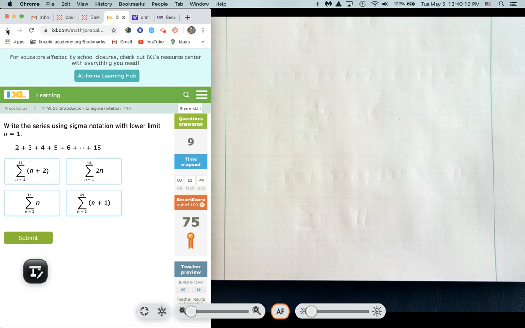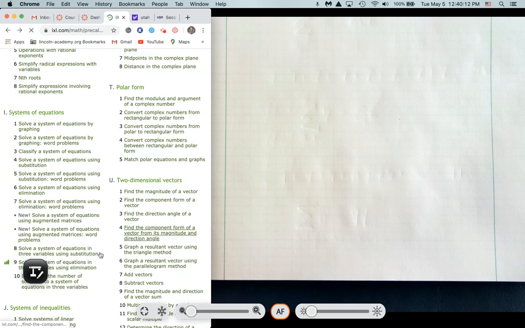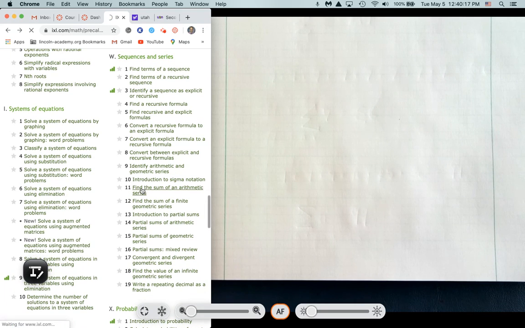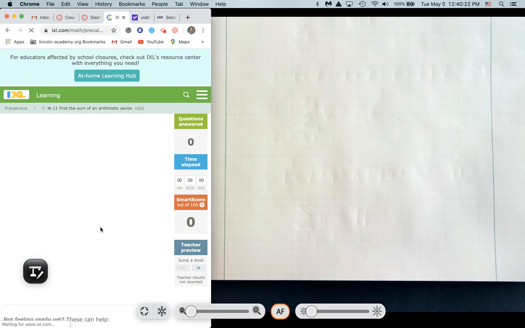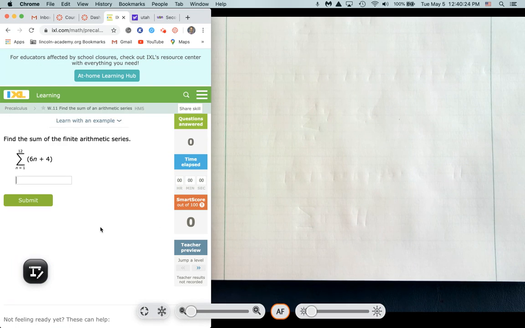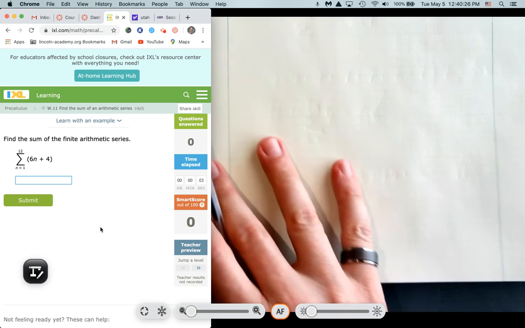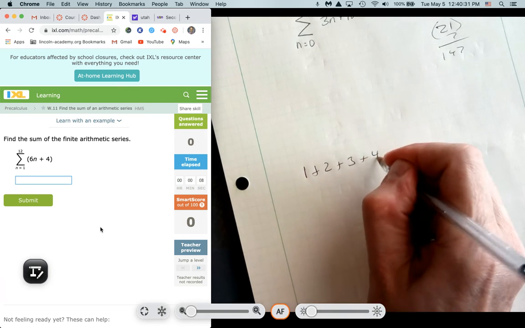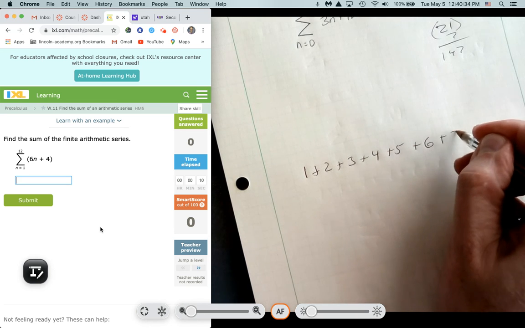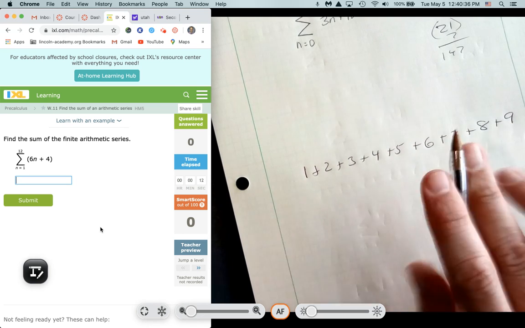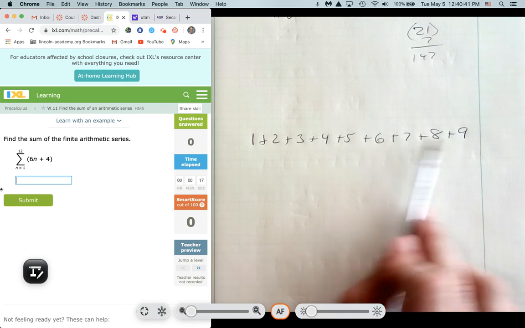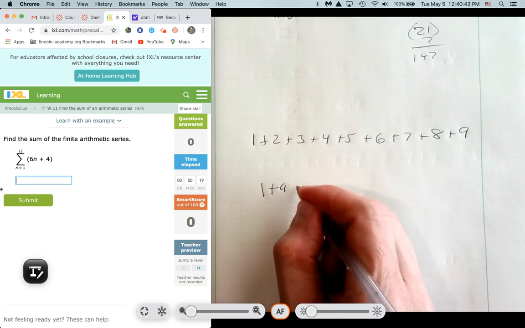But I want to get to the next section to make sure you understand what I want you to do here on 11, where it says find the sum of arithmetic sequences. When you find the sum, just think of doing 1 plus 2 plus 3 plus 4 plus 5 plus 6 plus 7 plus 8 plus 9. Just stop at 9. What is the first one added to the last one? What's 1 plus 9? 1 plus 9 is 10.